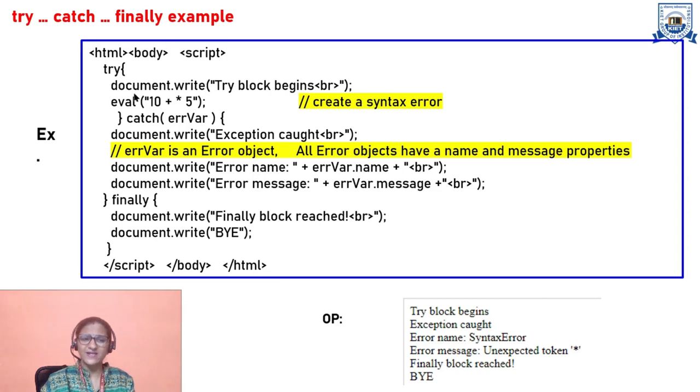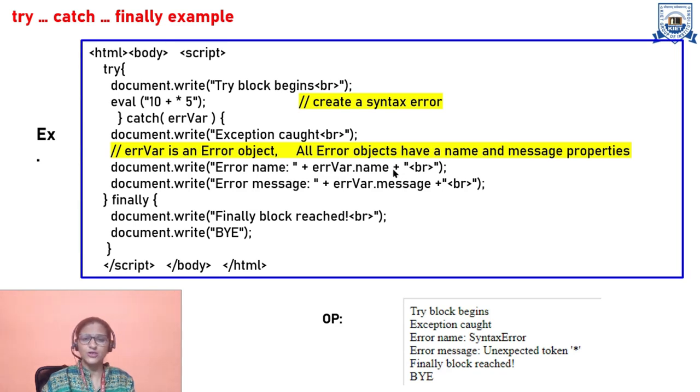So in case of try, if the error is trapped, it will be passed to the catch, and catch will handle it. Okay, document.write and the exception code and all these things. err var, what is that? It is an error object, because all errors have a name and a message property. Now, document.write error name. If we want to find out the name of the error, what type of error has been generated, what is the type of error it is.